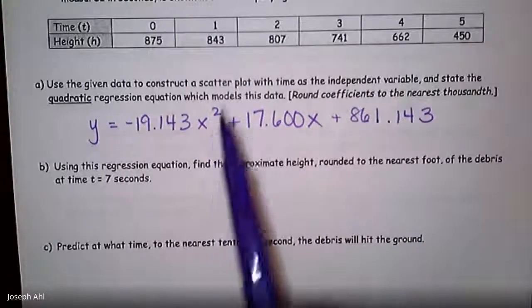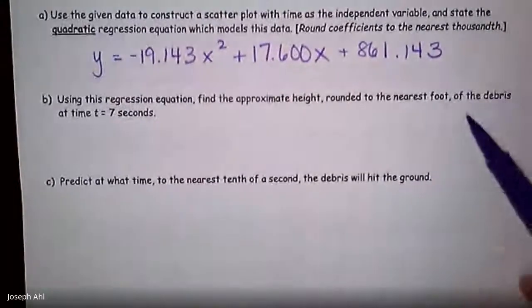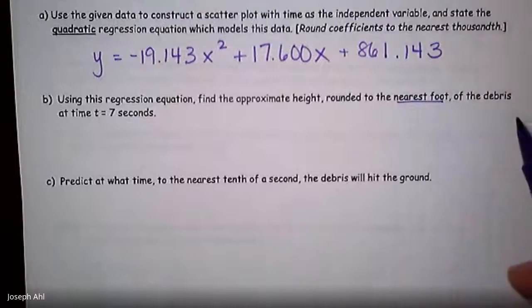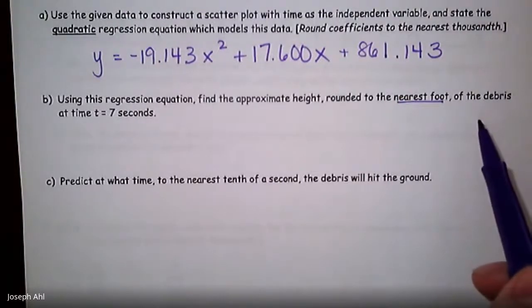Okay. So then it says, using this equation, find the approximate height rounded to the nearest foot of the debris at time equals 7 seconds.